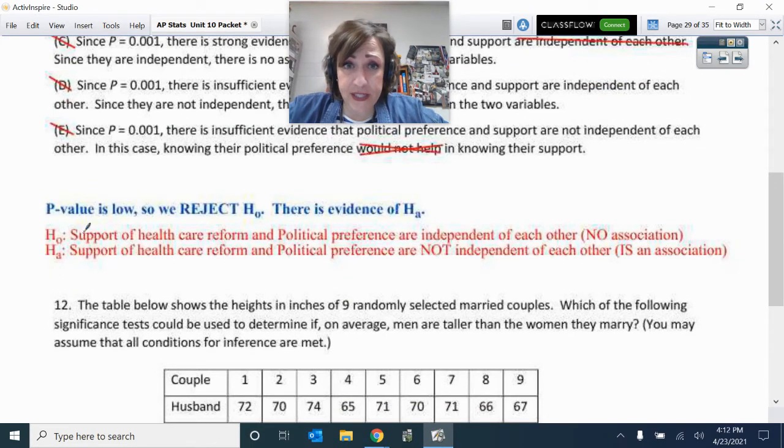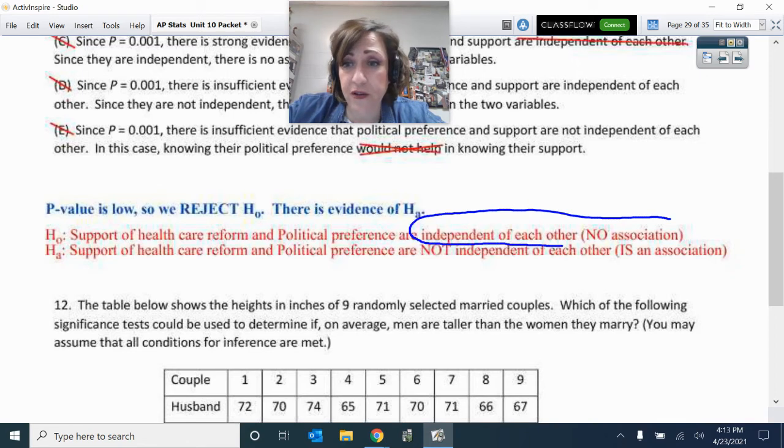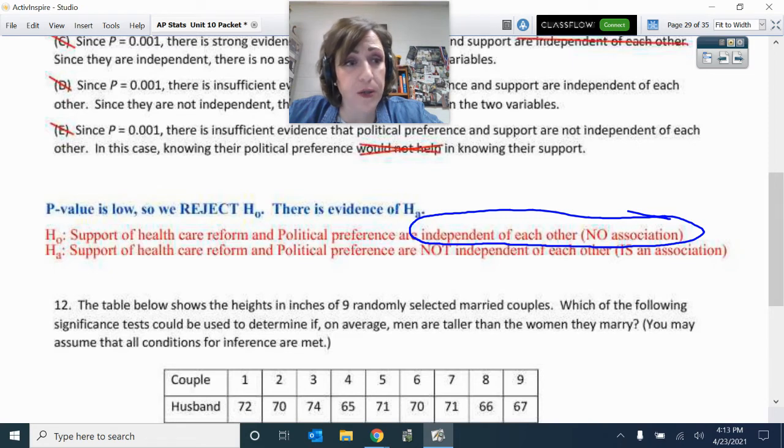The null hypothesis for a test such as this would be that the two variables have nothing to do with each other. They are independent of each other. They are not related. There is no association. You want to get that language. That's what the null hypothesis would say about the variables. The alternative says the opposite: yes, something's going on. Definitely, the support for that is related to your political preference.